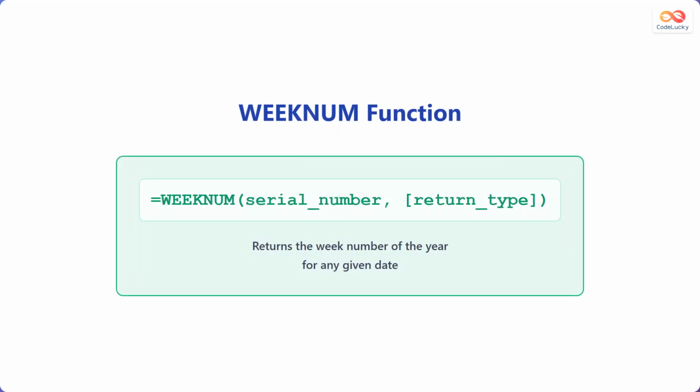Let's begin with the WEEKNUM function. This function is designed to return the week number of the year for a particular date. The basic syntax of the WEEKNUM function is as follows: =WEEKNUM(serial_number, [return_type]). Here, the serial number refers to the date you want to evaluate, and the return type is an optional argument that lets you define which day should be considered the first day of the week.